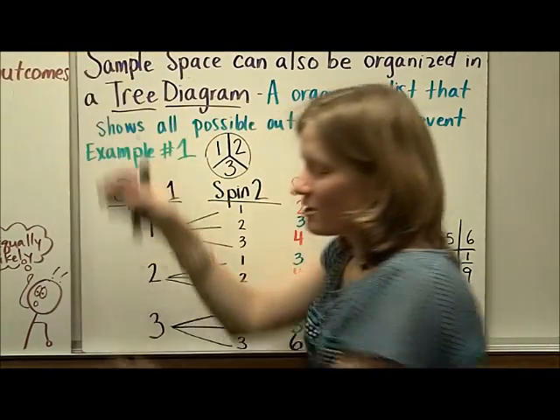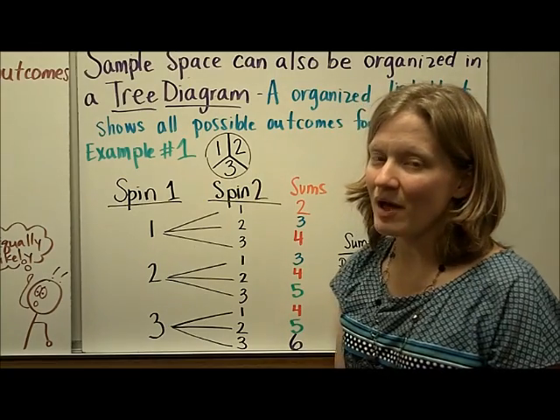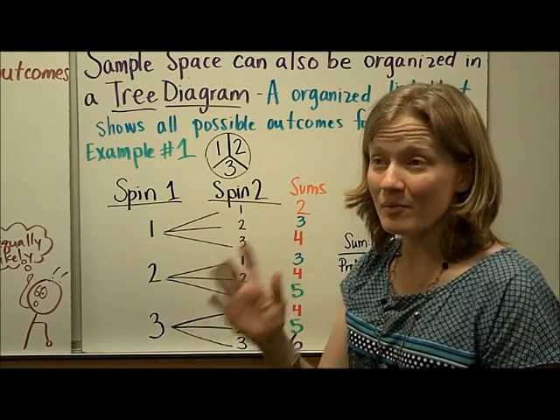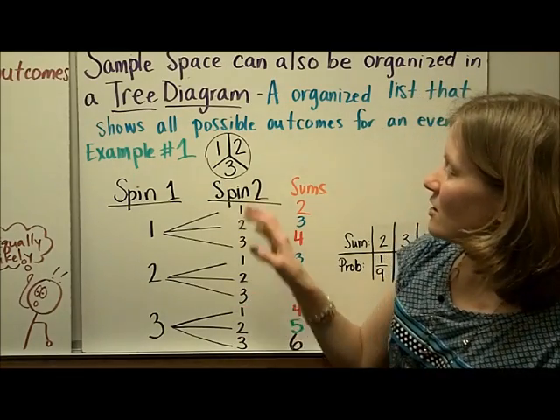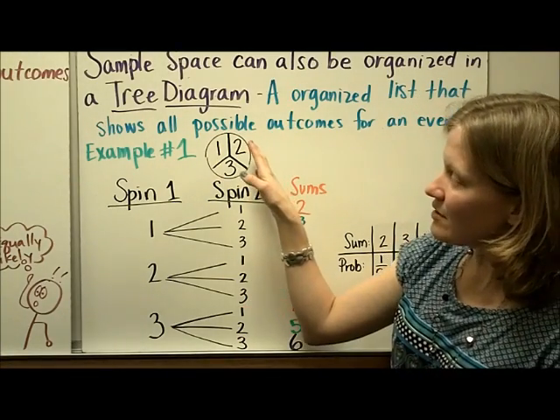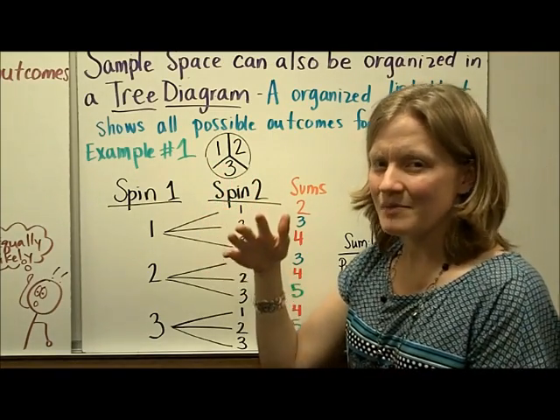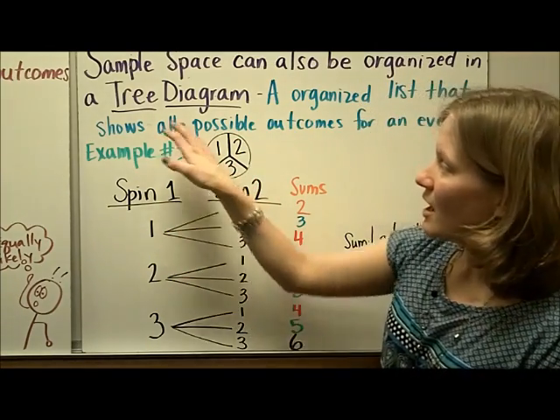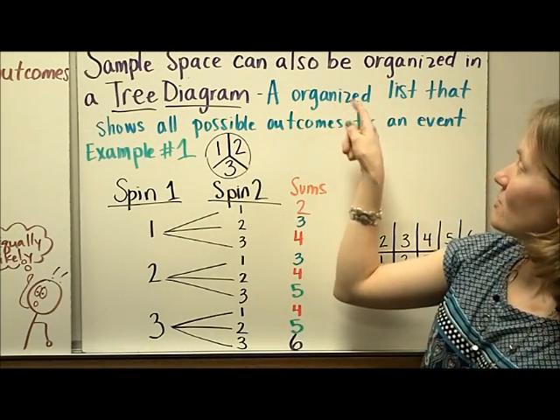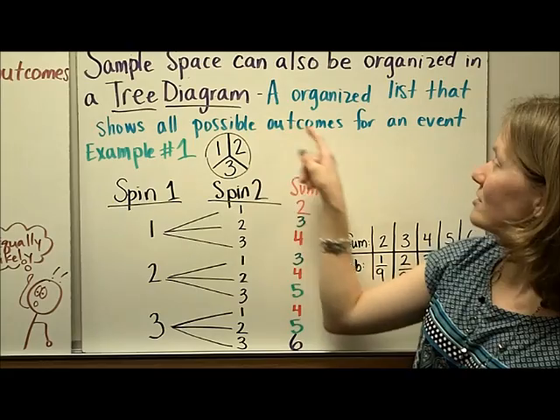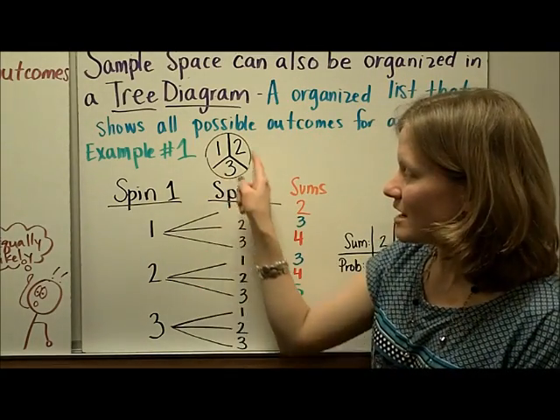Now that chart was helpful, but not necessarily as useful as possible in order to determine the probabilities of each of those events, of each of those sums. So if I would need to find the probability of an event that has several different steps, a good thing to do is create a tree diagram. And a tree diagram is an organized list that shows all possible outcomes for an event. So let's show a tree diagram for the same experiment.